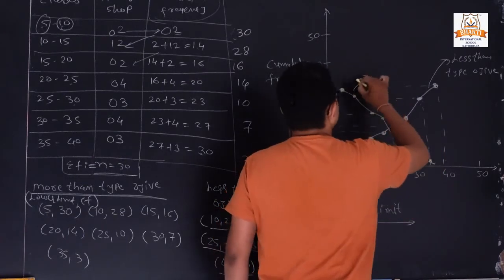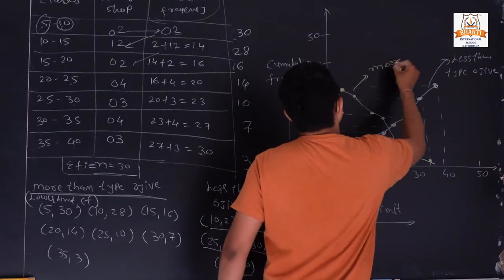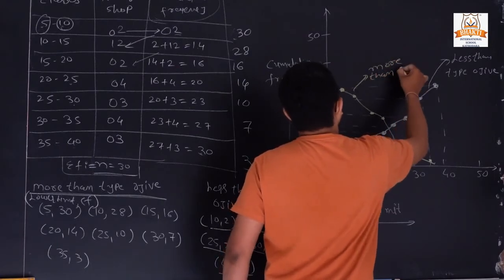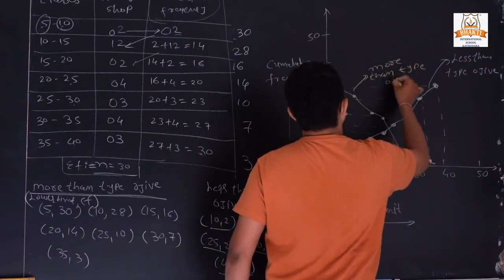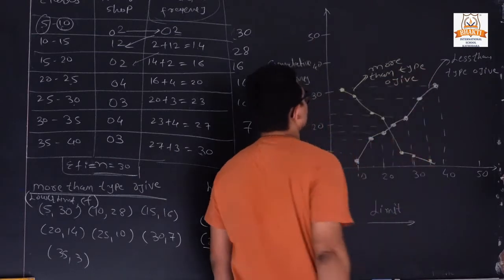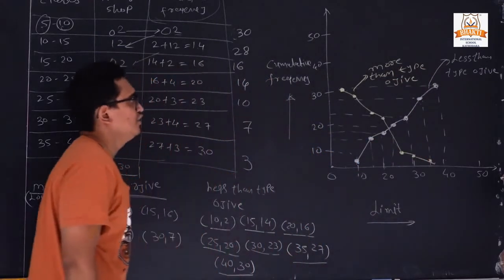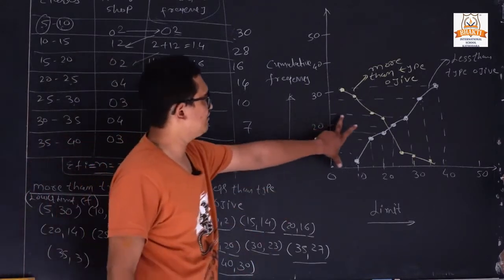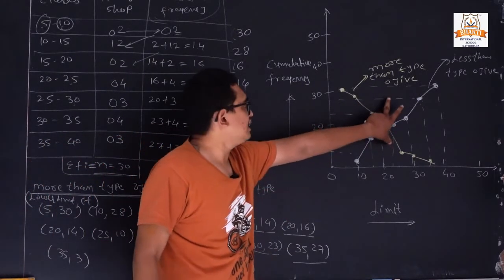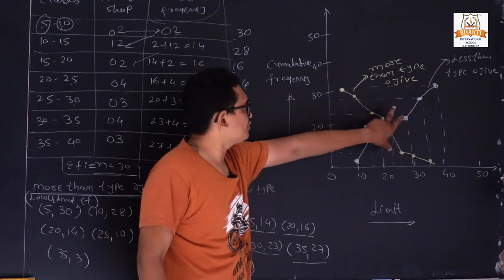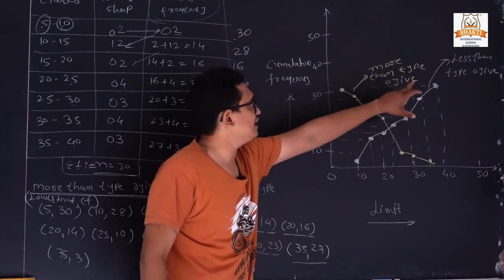Clear? So this is called which kind of graph? More than type ogive. It is called more than type of ogive. So we can draw both graphs in one graph. Clear? We can plot both, more than type and less than type.